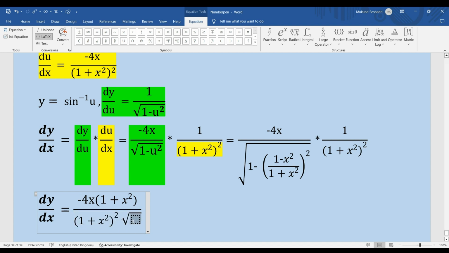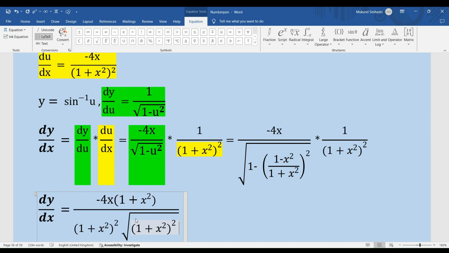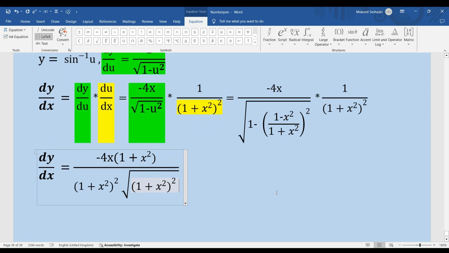And then I'm going to expand my expression within the square root, right? So within the square root, I have 1 plus x square the whole square minus 1 minus x square the whole square, right? So what does that actually mean? It is of the type a square minus b square, right? So I'm not going to expand it using the a plus b whole square formula, but I'm going to expand it using a square minus b square formula, right? So let's write that down.